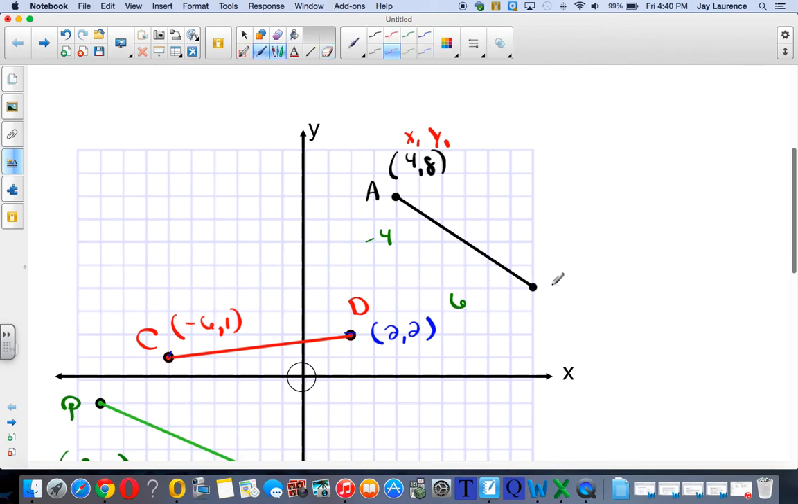All right, let's see here. I erased that point B. And, oh, that's not black. Point B is at 10, 4.